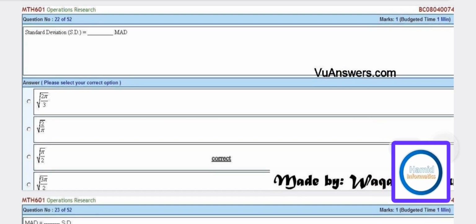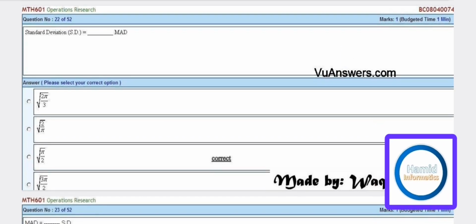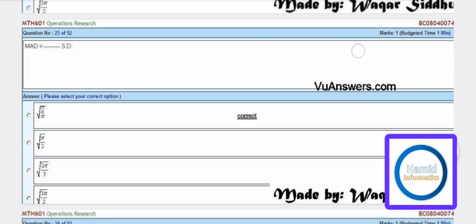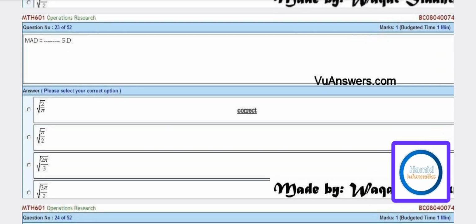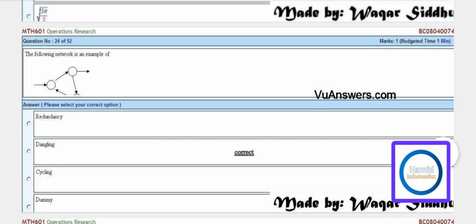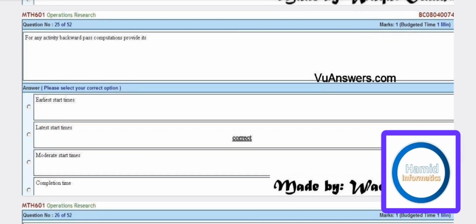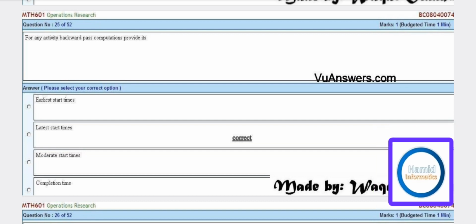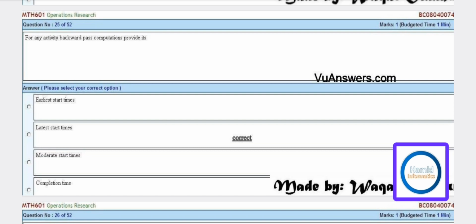Standard deviation SD is equal to dash MAD, and the answer is under root pi by 2. MAD is equal to dash SD, and the answer is under root pi by 2 by pi. The following network is an example of dangling. For any activity, backward pass computations provide its latest start times.